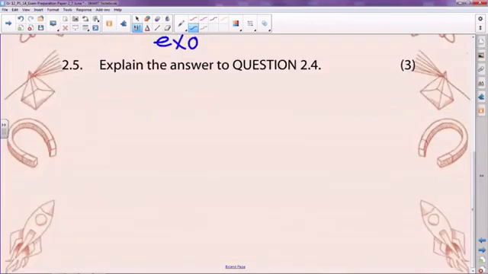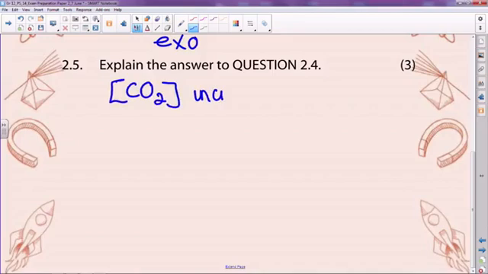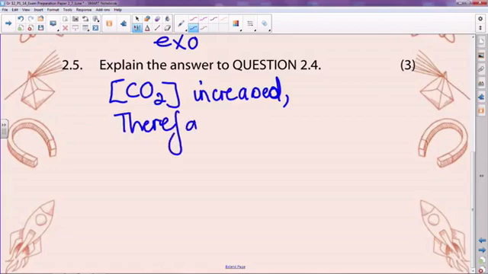Now they ask you to explain it. So now we've got to do this. Now watch. The concentration of the CO2 increased. So we're saying what happens. Therefore, the forward reaction was favored.